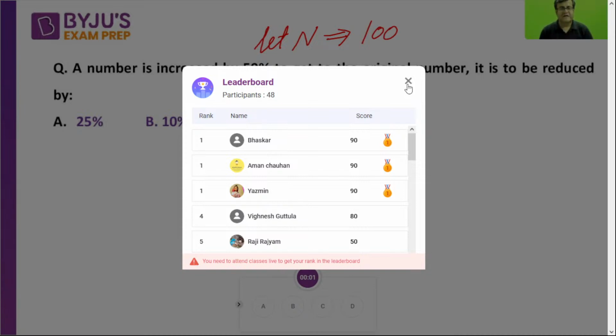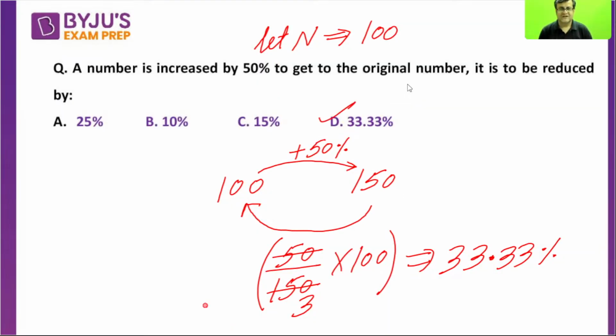To get the original value of 100, how much percentage decrease is needed? 100 became 150, now 150 should become 100. How? I have to decrease 50 on 150, into 100. So 50 decrease on 150 into 100. 50 3s are 150, so 100 by 3 is 33.33 percentage decrease. Okay, beta. Let's move to next.